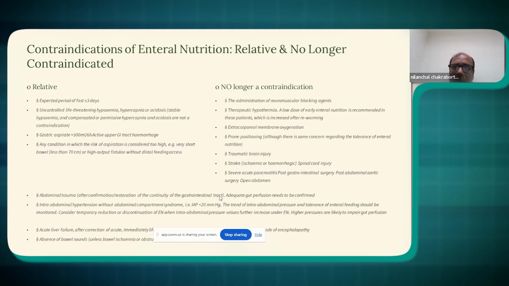But right now, in today's date, if the patient is on neuromuscular blockers, on hypothermia, on ECMO, even if the patient is prone or has traumatic brain injury or severe acute pancreatitis, the guidelines have changed, and enteral nutrition is no longer a relative contraindication.